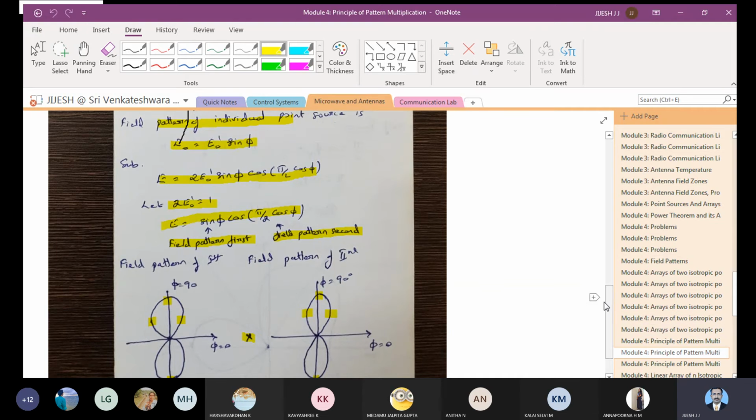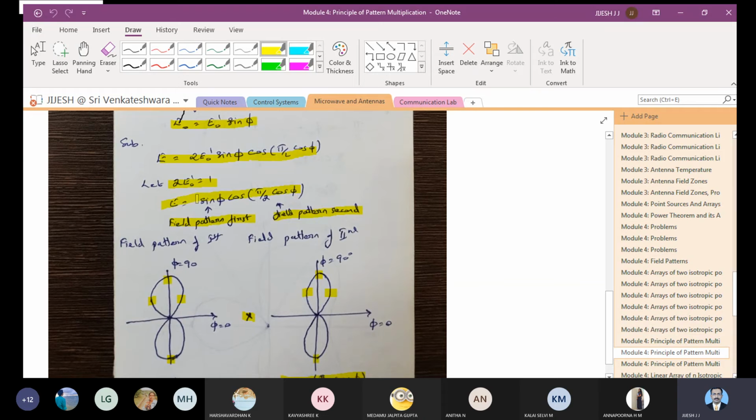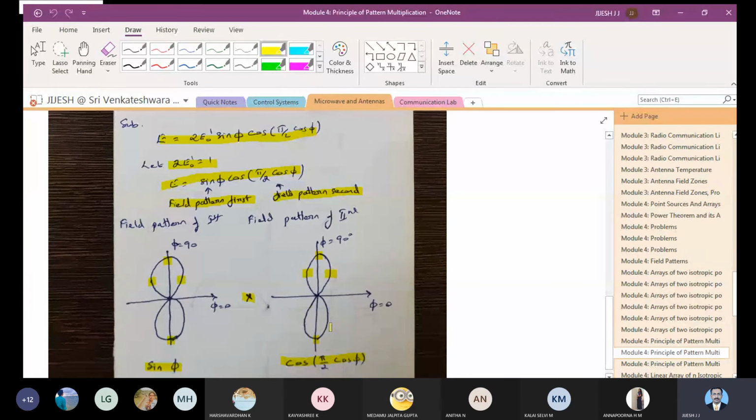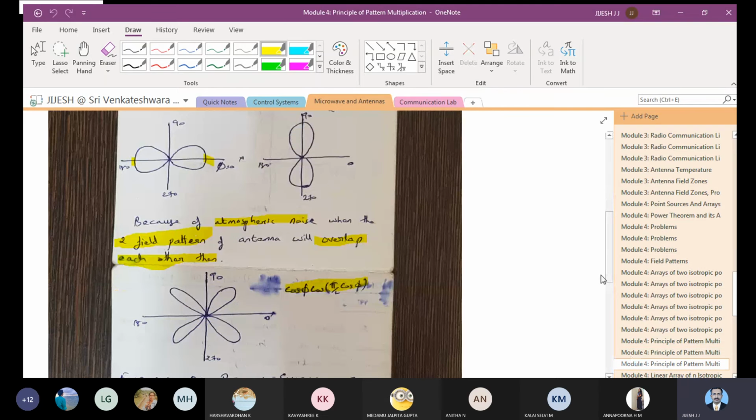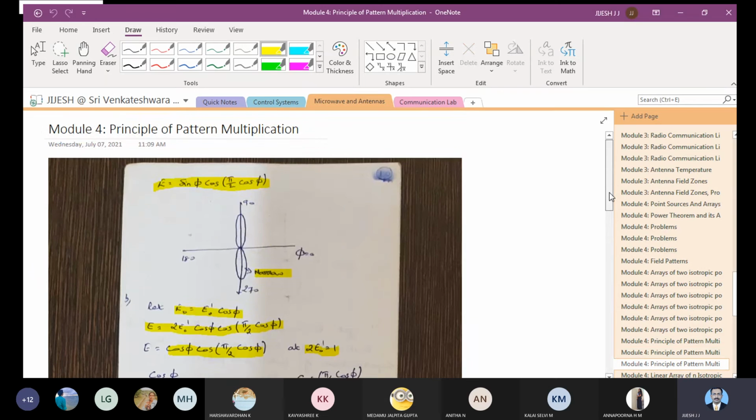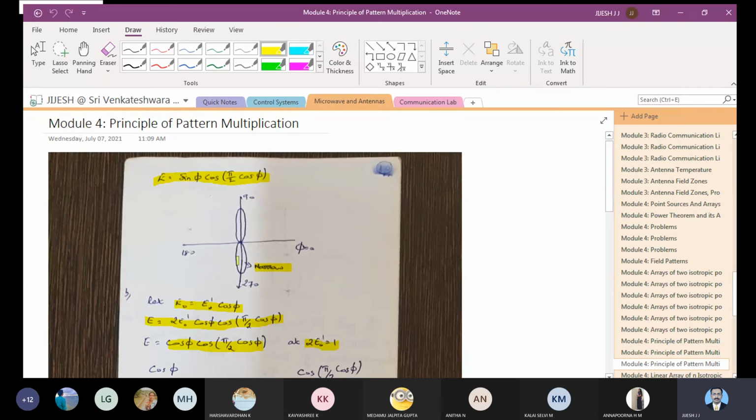So what you get here is the equation E is equal to sin phi cos of pi by 2 cos phi. So what you can see here is sin phi gives one pattern, and cos of pi by 2 cos phi gives another pattern. When you multiply these two patterns, you will get the final pattern in this form. So it will slightly narrow down, that is what you get.